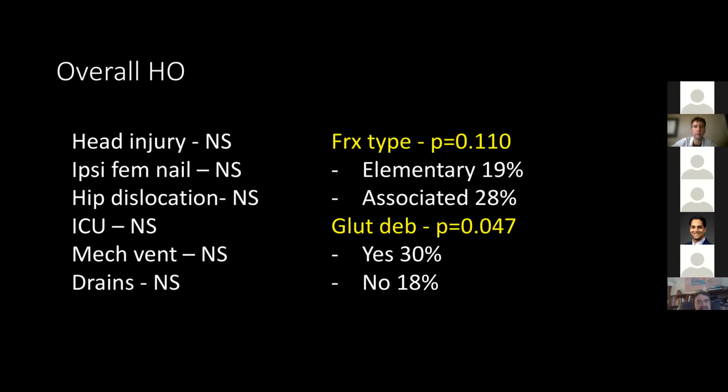And so we looked at some of these things. And when we look at overall HO, actually head injury, hip dislocation, need for ICU, these sorts of things weren't significant for developing HO. Fracture type was approaching significance. So elementary fracture just means it's more of a simple pattern, and associated fractures means it's more of a complex pattern. So you can see a higher incidence of HO, but it didn't reach significance.